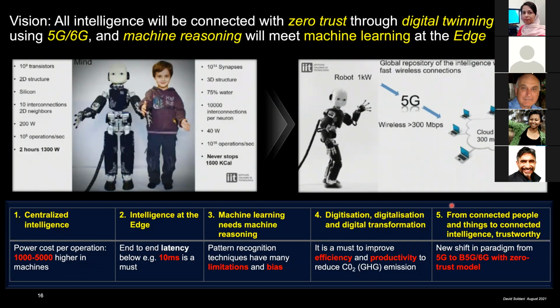So what are the main trends, and what is my vision by 2030? My vision is very, very simple. I try to compress that into one sentence. I believe that all this intelligence, whatever the platform is, doesn't matter, will be connected with a zero trust model, and that's going to happen through digital twinning using 5G evolution, therefore also 6G, and machine reasoning. Machine reasoning must work together with machine learning, and they will be located especially at the edge of the network.